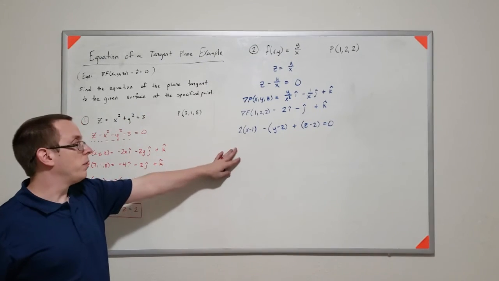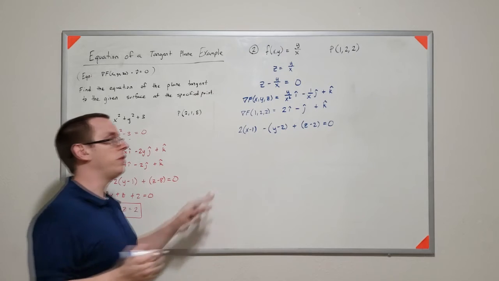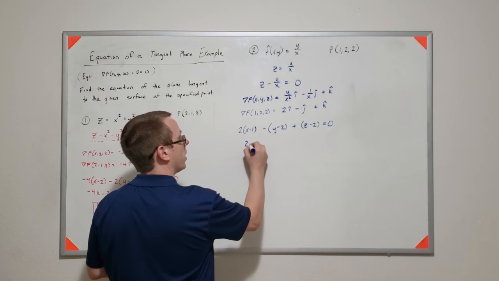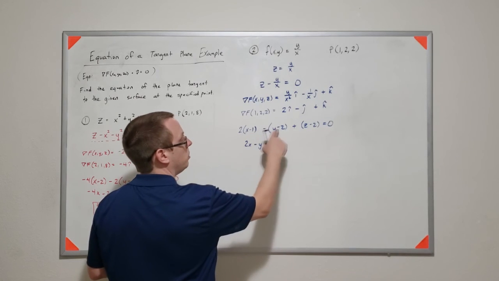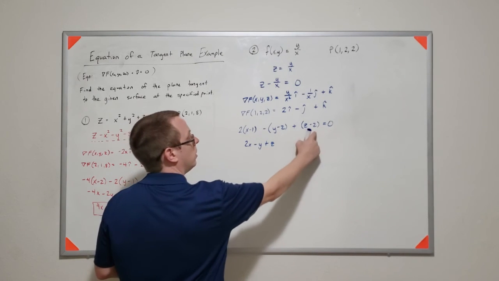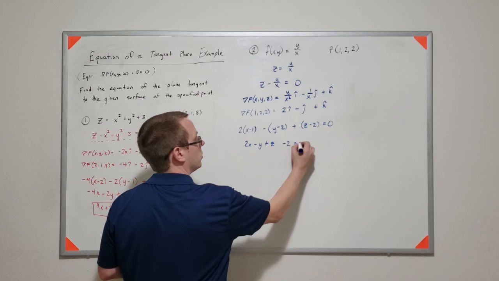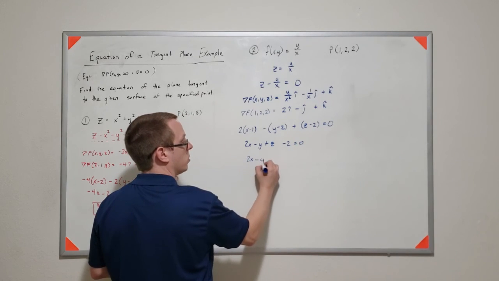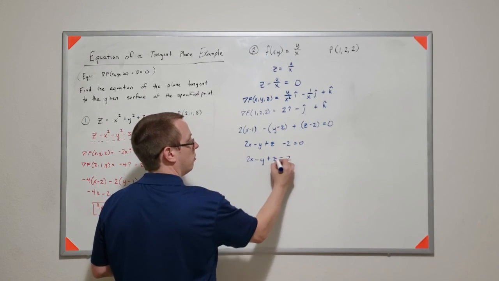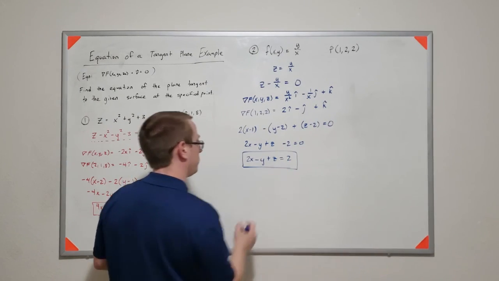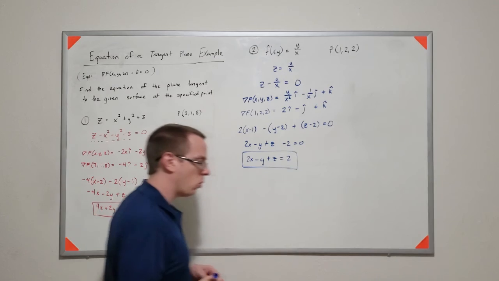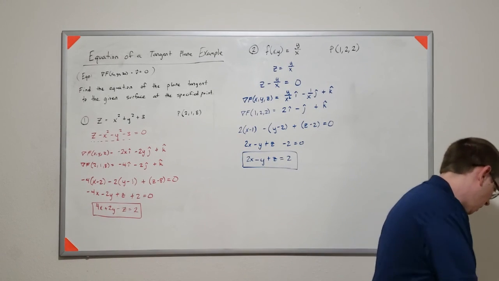Again, I think that's a perfectly good answer, but to simplify that out, I would say 2x minus y plus z. So negative 2, positive 2 cancels. Negative 2 equals 0, or 2x minus y plus z equals 2. Again, that's kind of more like what you'd expect to see.